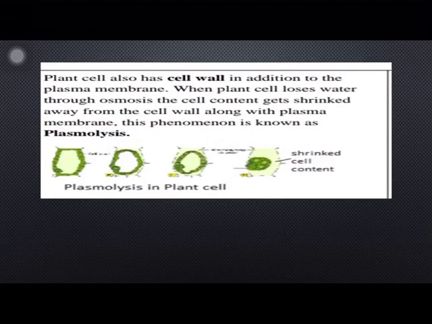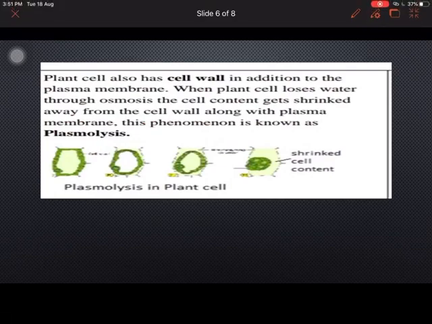Now there is a condition in plants, because plants have an extra layer outside the cell membrane which is known as the cell wall, and this is known as plasmolysis. The shrinkage of the cell membrane of a plant is known as plasmolysis. When a plant cell loses water through osmosis and the cell content shrinks away from the cell wall along with the plasma membrane, this is known as plasmolysis.